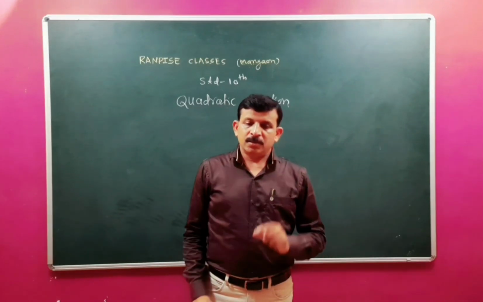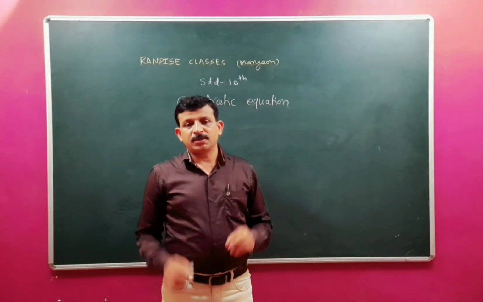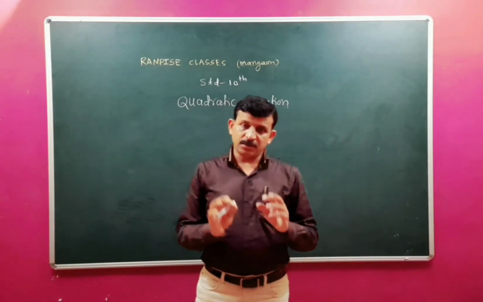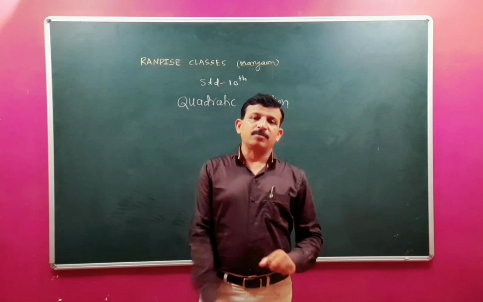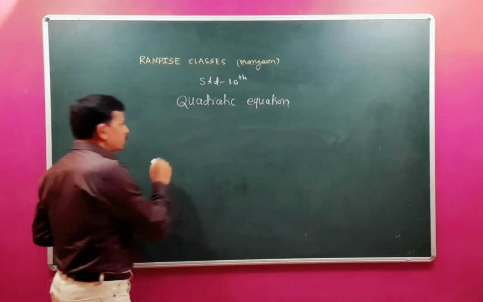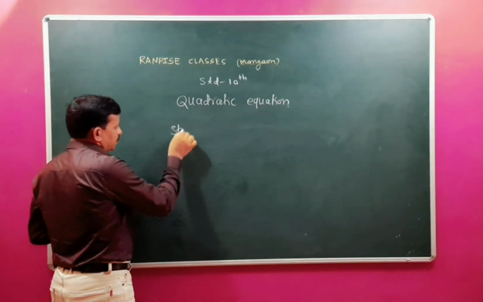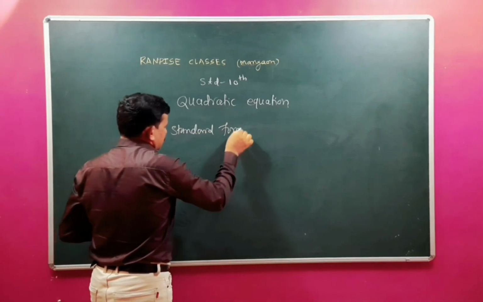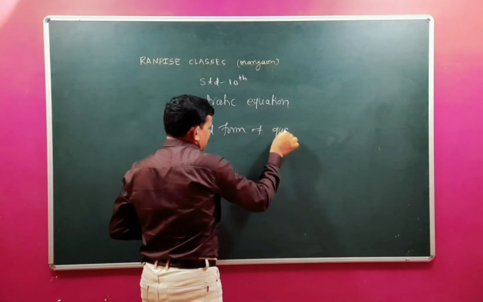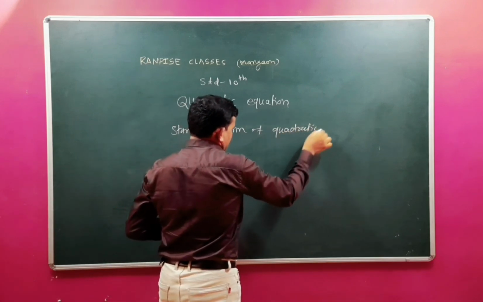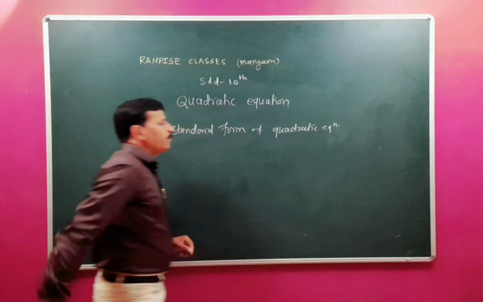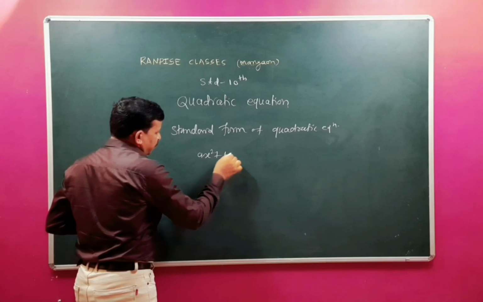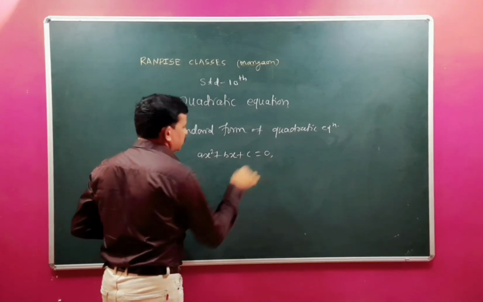My friend, today I am going to start the second lesson, quadratic equation, from part 1. First, the standard form of quadratic equation. See here, standard form or general form. Standard form of quadratic equation: ax² + bx + c = 0.